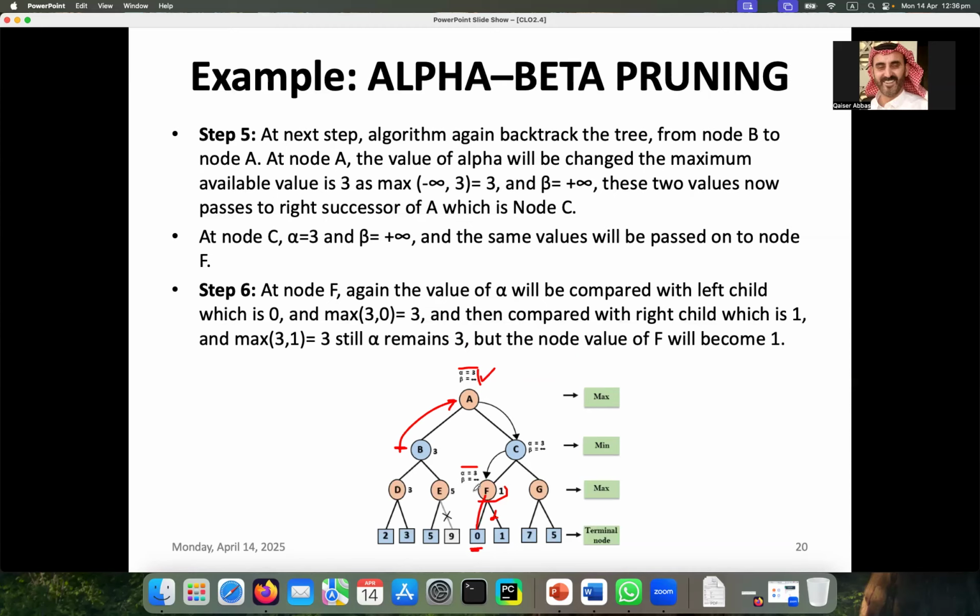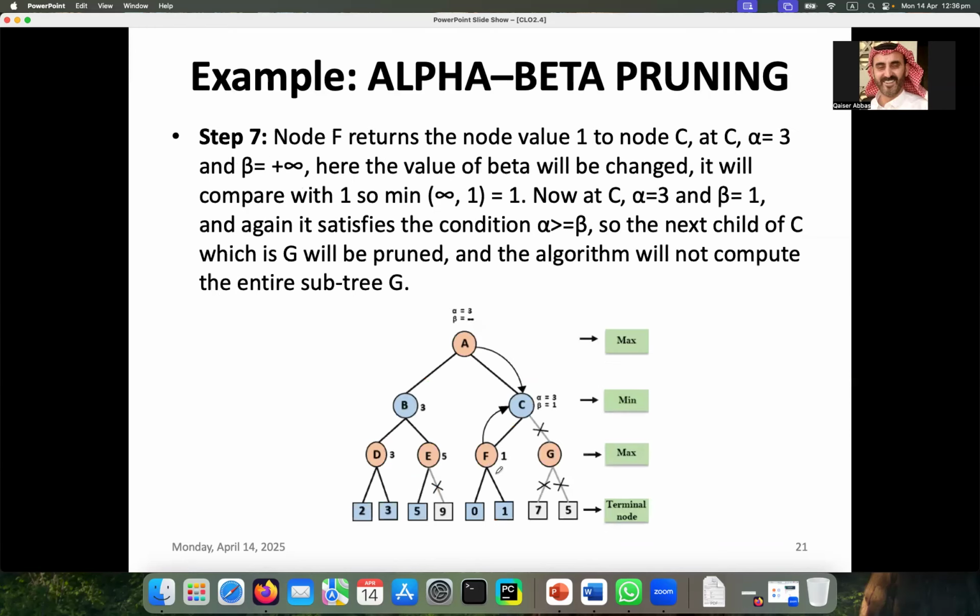Then, okay, you are going back, which is mentioned here. So up to this node, you have 1. Now this is the move for the min player. Min has the variable beta.